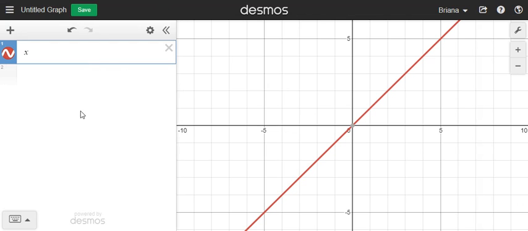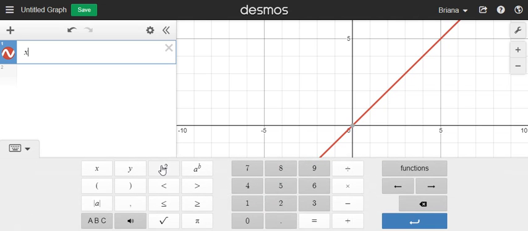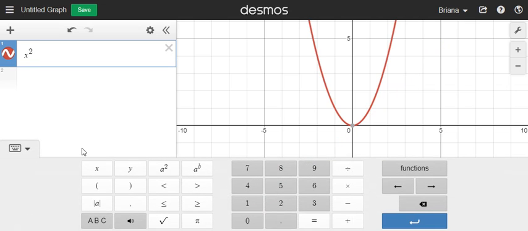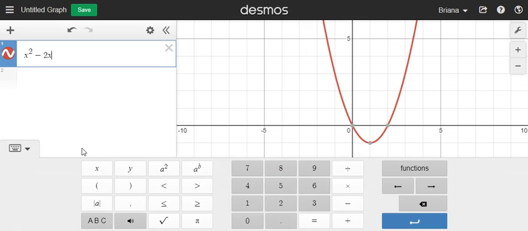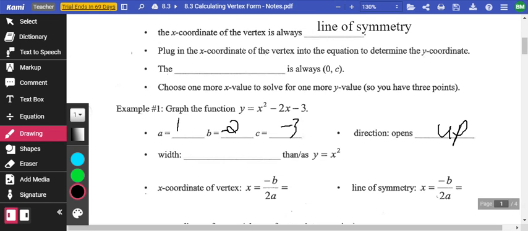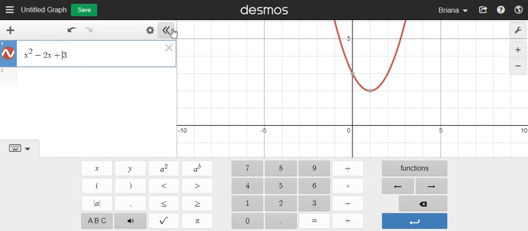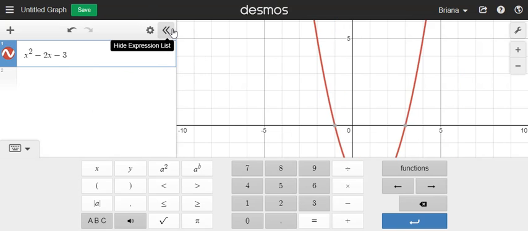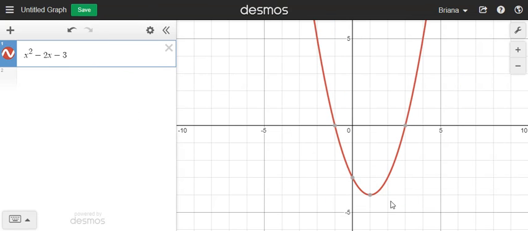So we're going to go x squared minus 2x plus 3. Okay, minus 2x minus 3, excuse me. Let's change that. Okay, so we're looking right here at what this does.